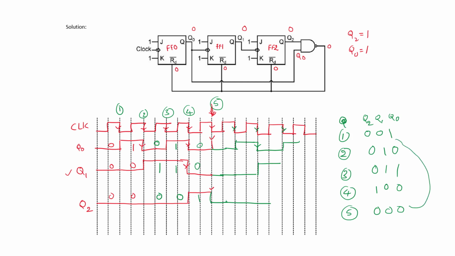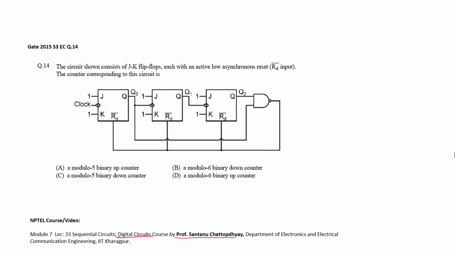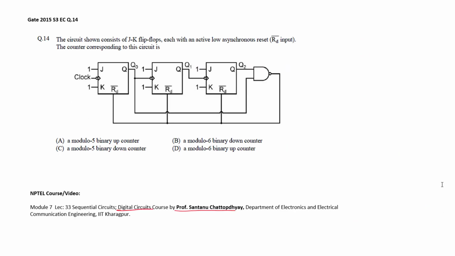The modulus value of this counter is 5 because it has 5 distinct states. At every clock transition, the value of this counter is incremented by 1. From this we conclude that the number of distinct states of this circuit is 5, that means the modulus value is 5 and the values are incrementing. Initially it is 0, 0, 0 and then 0, 0, 1, like that. So it is a modulus 5 binary up counter. So option A is the right choice.